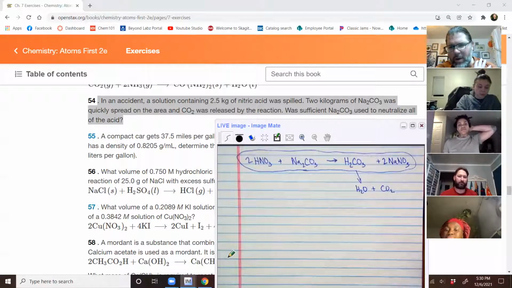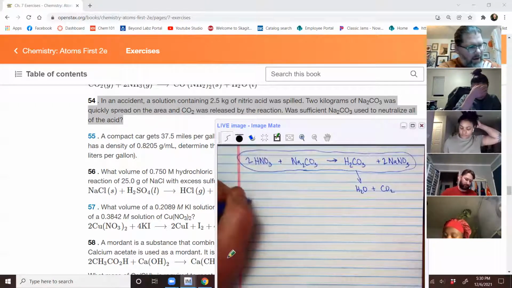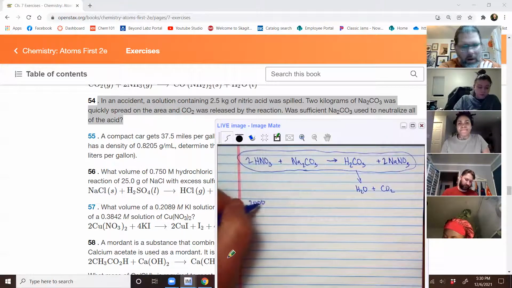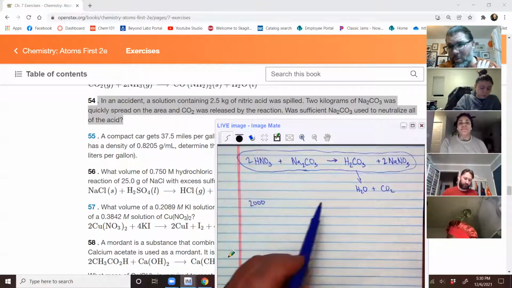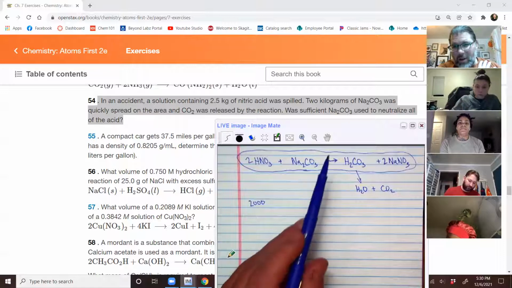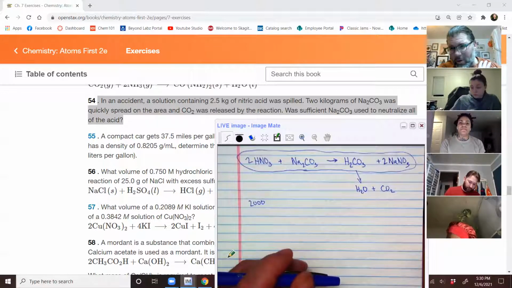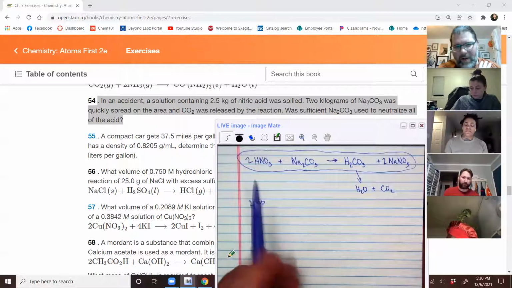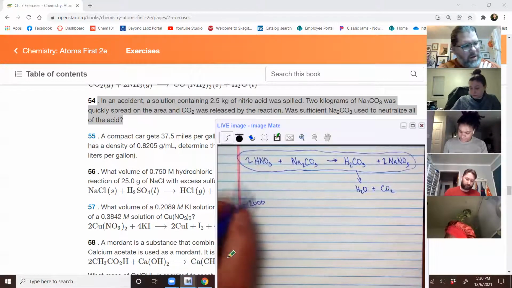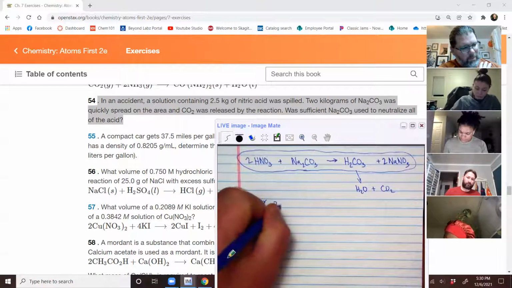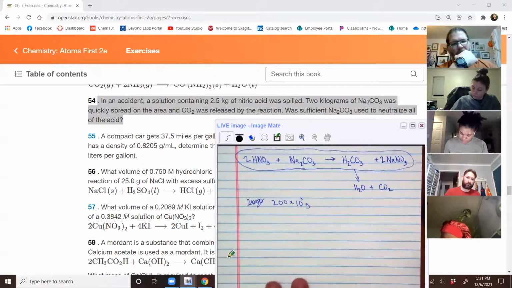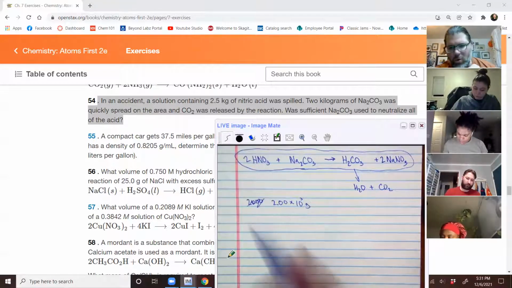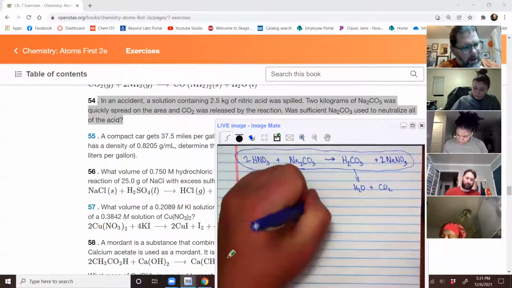What I'm going to do is I'm going to start with my 2 kilograms of Na2CO3. All right. So I have 2 kilograms. And I assume that they know we have 2 kilograms to at least a couple or 3 significant figures. All right. They're not very careful when they wrote this problem with significant figures. So let's say 2.00 times 10 to the third grams. So that is 2 kilograms of sodium carbonate.